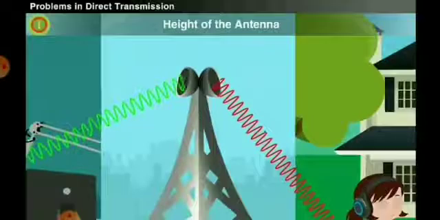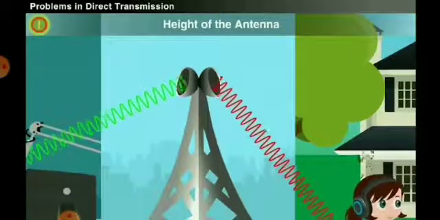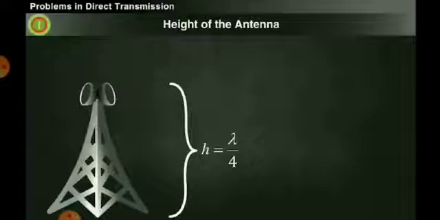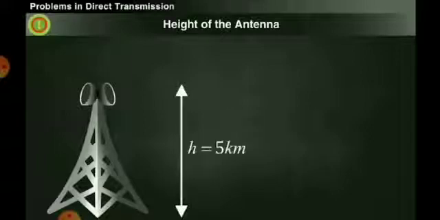The first problem is the height of the antenna. In any communication system, for transmitting a signal, we need an antenna. For efficient transmission, the height of the antenna should be at least 1/4 of the signal wavelength. If we consider sending a low frequency of 15 kHz, the wavelength is 20 kilometers. Then 1/4 of the wavelength is 5 kilometers. Thus, we need to design an antenna with a height of 5 kilometers, which is practically impossible.